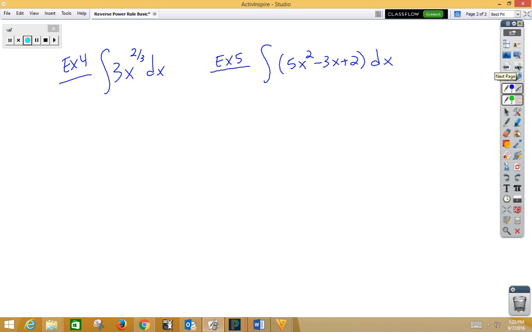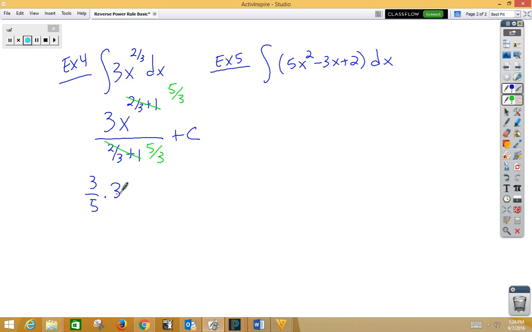A couple more for you. So again, let's work with some more fractions, because those are always difficult. So reverse power rule, 3x to the 2/3 plus 1 divided by 2/3 plus 1 plus c. Now 2/3 plus 1, well, that's really 5/3. So we have a 5/3 in the exponent, a 5/3 in the denominator. Dividing by a fraction means multiply by the reciprocal, so we have 3/5 times 3x to the 5/3 plus c. That's 9/5 x to the 5/3 plus c.